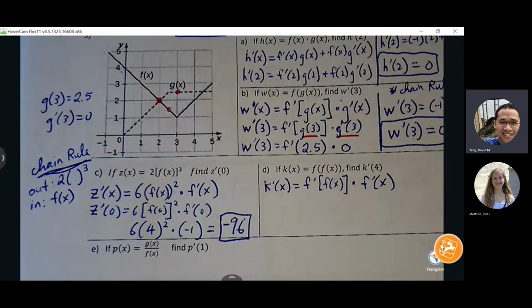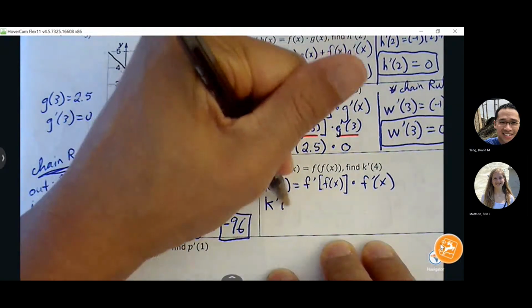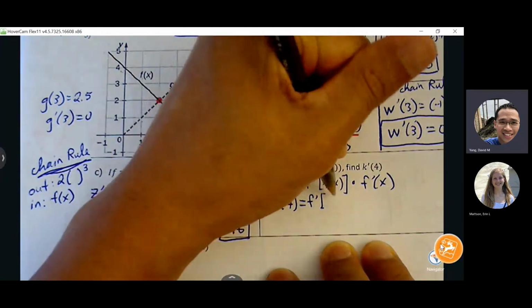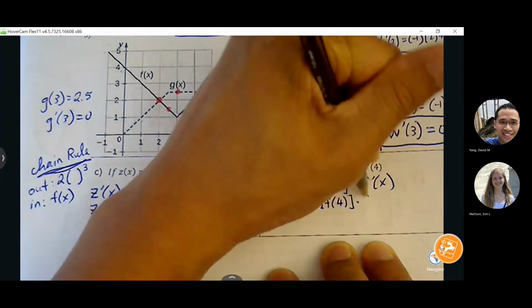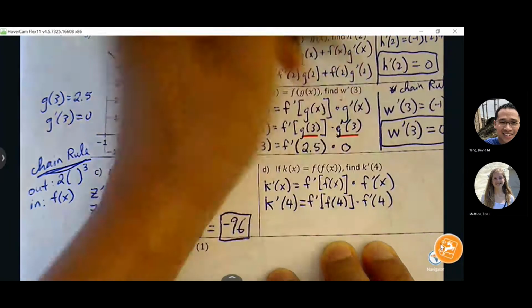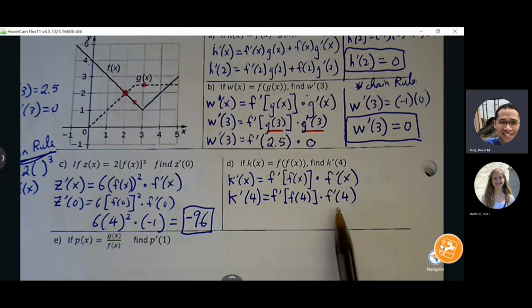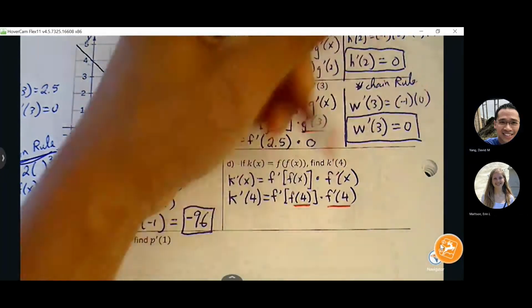Next step, replace every x. So we have our derivative, right? Replace every x with what? 4. Then piece by piece, gather information until you can get it down to a number. All right. So what's achievable is finding f of 4 and f prime of 4. We don't want to do too much.